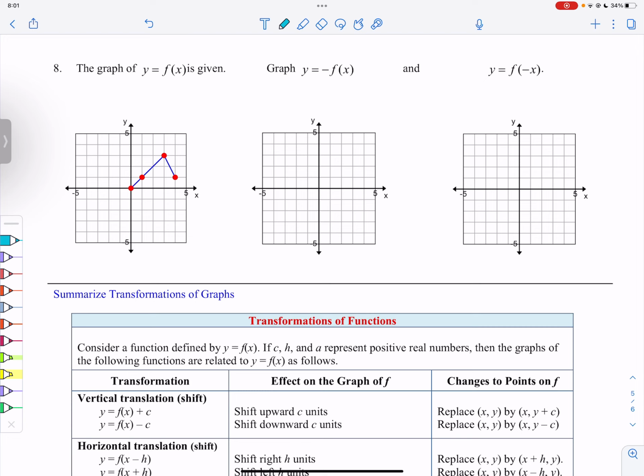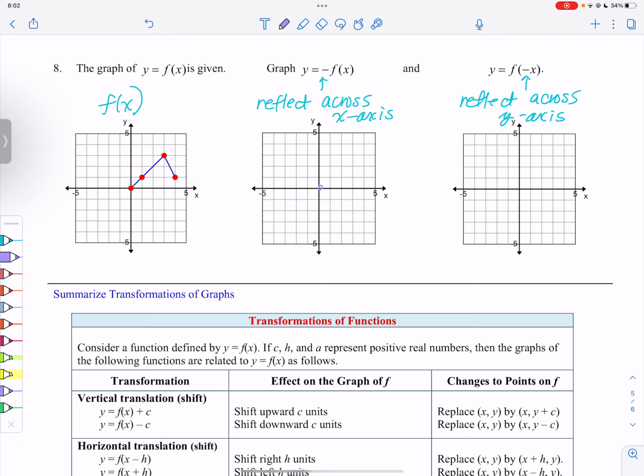In number 8, they tell us that the graph is given of f of x. So this is f of x. And now what are we going to do? We are on the outside, so we are going to reflect across the x-axis. And here on the inside, we are going to reflect the graph across the y-axis. Okay, so let's go ahead and take every point on f of x and move it across the x-axis.